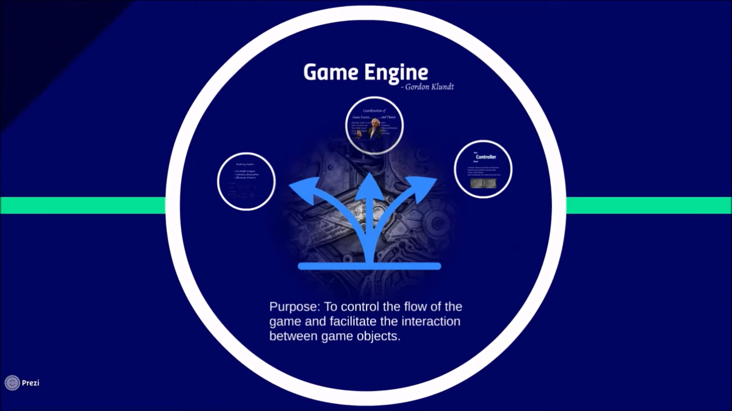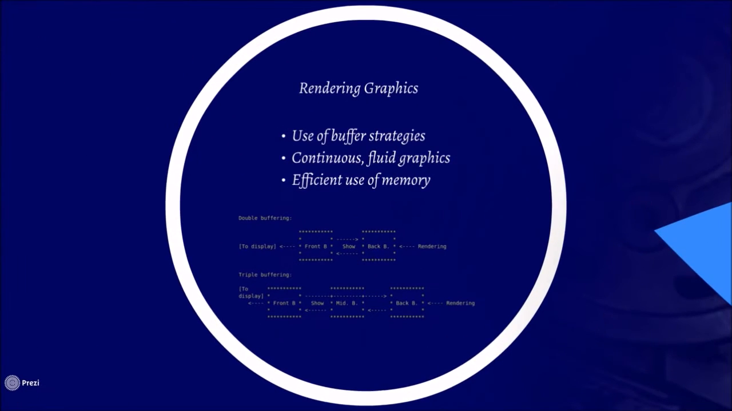Hi, I'm Gordon from the Gold Team, and I'm going to be working on the game engine. The purpose of the game engine is to control the flow of the game and facilitate the interaction between all the game objects. To achieve this goal, the game engine will render graphics. We'll use one of several different buffer strategies that will provide continuous and fluid graphics and provide an efficient use of memory. We will be experimenting with both double and triple buffering and use the strategy that works best.